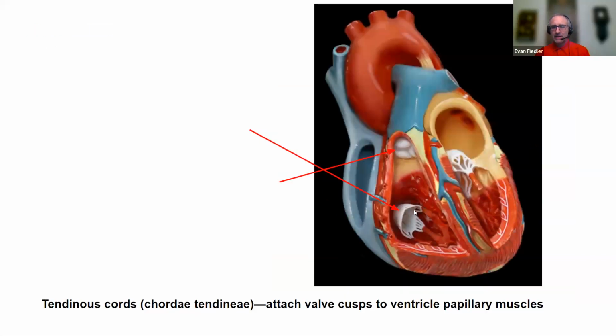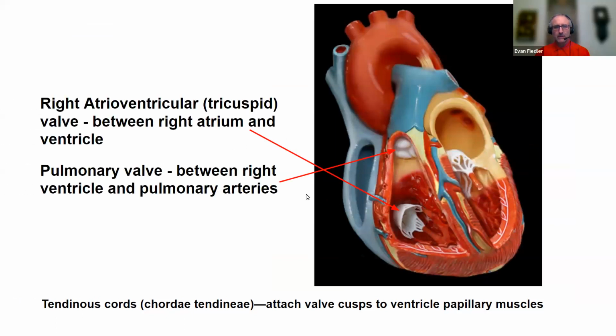Right tricuspid valve between the right atrium and right ventricle. Right pulmonary valve between the right ventricle and the pulmonary trunk. And that is what this is sharing with you here. And again, the tendinous cords, or chordae tendineae, attach the valve cusps to the ventricle, specifically the papillary muscles.